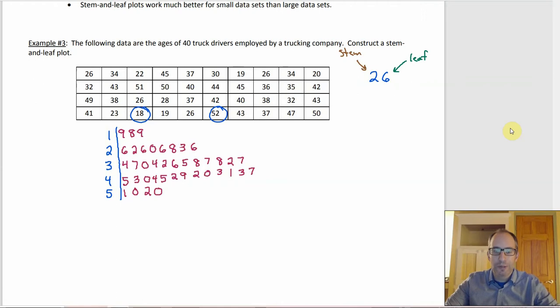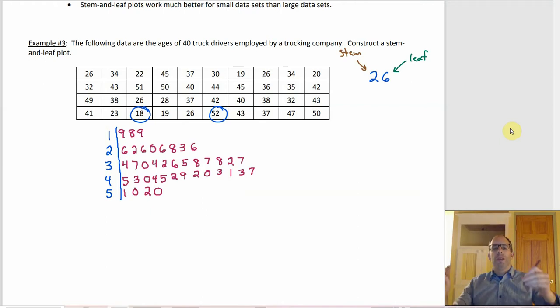And I guess if you want to count them up to make sure, then you should have 40 leaves since there are 40 data points, right? So let's see, I'll count them row by row. I hope I miscounted here.